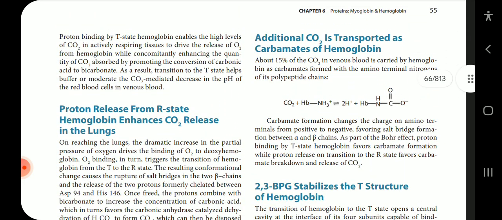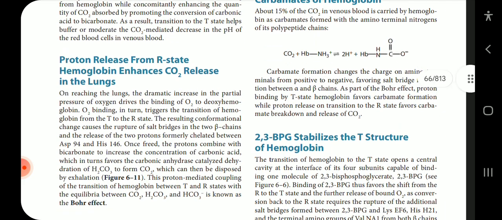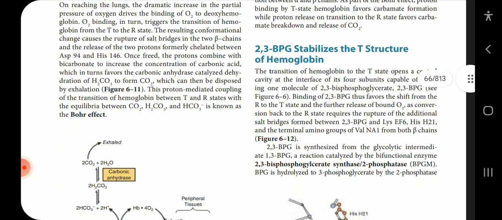Additional CO2 is transported as carbamates of hemoglobin. About 15% of CO2 in venous blood is carried by hemoglobin as carbamates formed with the amino terminal nitrogens of its polypeptide chains. CO2 plus HbNH3+ yields 2 protons and the carbamate compound. Carbamate formation changes the charge on amino terminals from positive to negative, favoring salt bridge formation between alpha and beta chains. As part of the Bohr effect, proton binding to T-state hemoglobin favors carbamate formation, while proton release on transition to the R state favors carbamate breakdown and release of CO2.